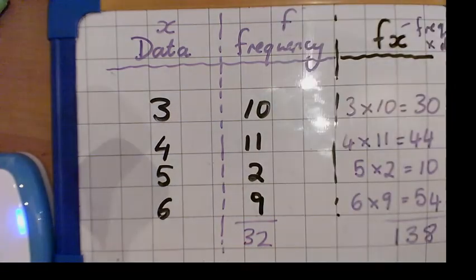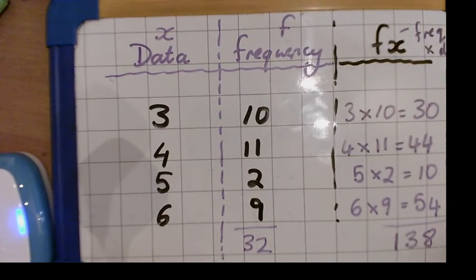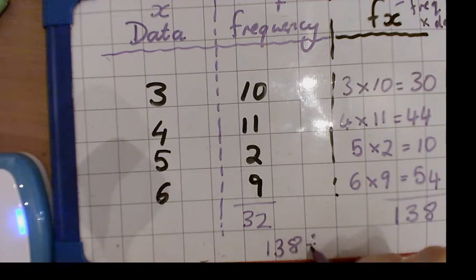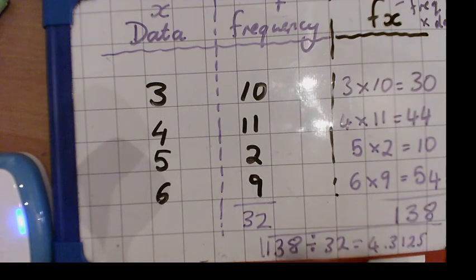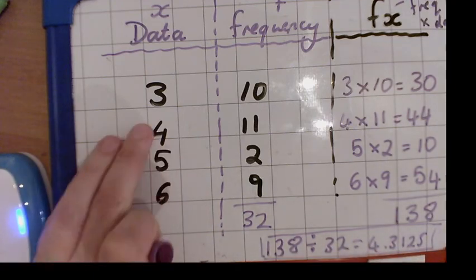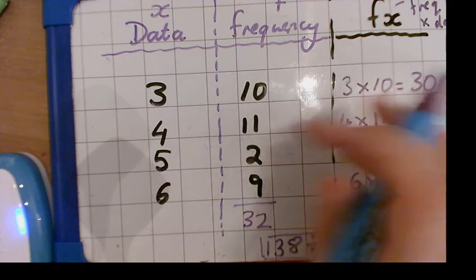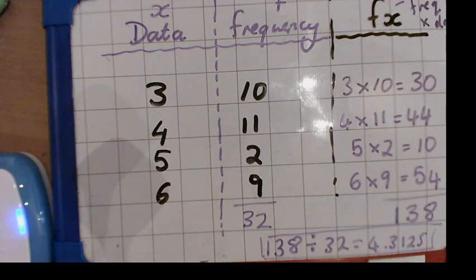And now, as ever with a mean, we add and divide for the mean. We're going to divide these two. So the mean is 138 divided by 32. And 138 divided by 32 is 4.3125. So on average, people had about 4 lessons a day. Does that make sense looking at the data? Oh, definitely. Look, the majority of people were here, so 4 makes absolute perfect sense.